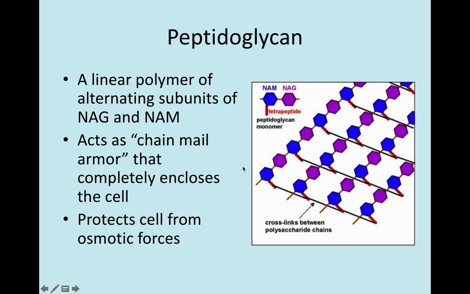We like to refer to this as a kind of chain mail armor, something like you might find in a medieval movie. What the peptidoglycan cell wall does is protect the cell from osmotic forces. Depending on the environment, the cell membrane could expand, and the cell wall keeps the cell membrane from expanding to the point where the cell lyses.